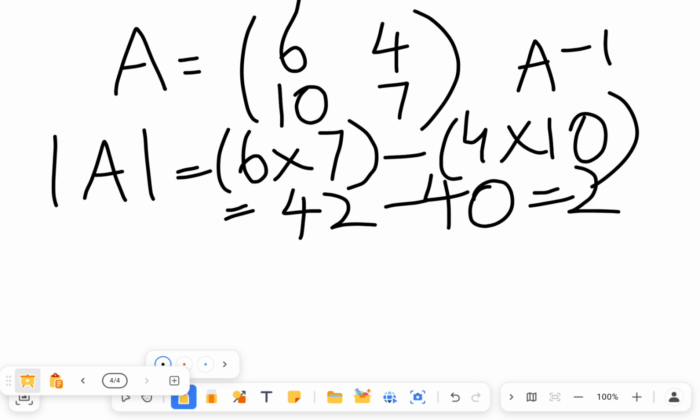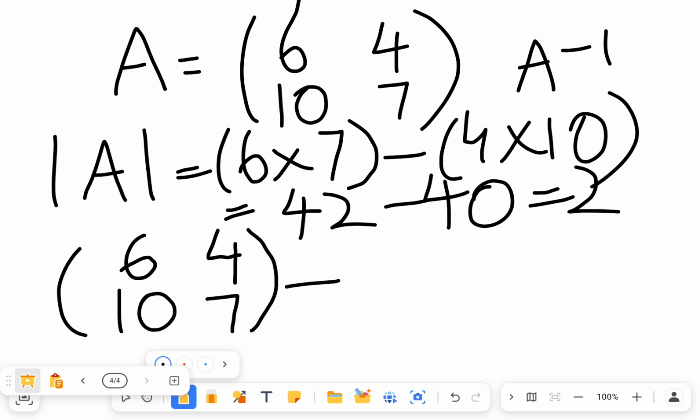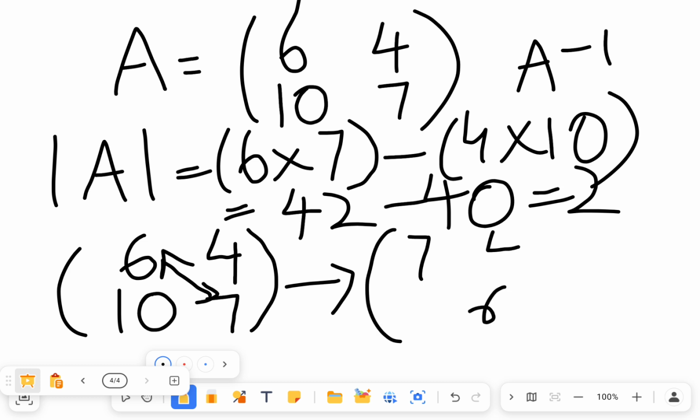Now next I interchange the elements of the leading diagonal of the original matrix. So what do I get? Here I interchange the elements of the leading diagonal. So I get 4 and 10. And the next step is I change the sign of the elements of the other diagonal. And then what do I do?